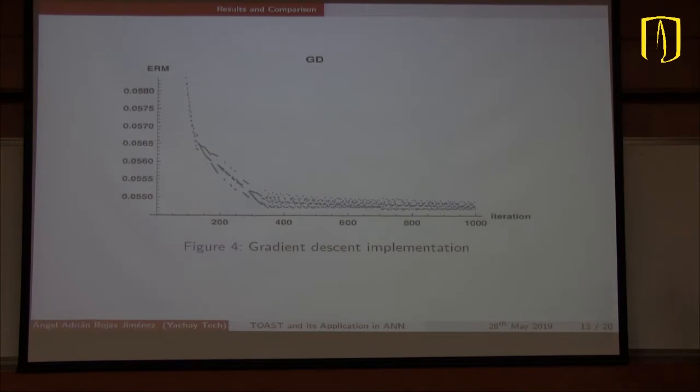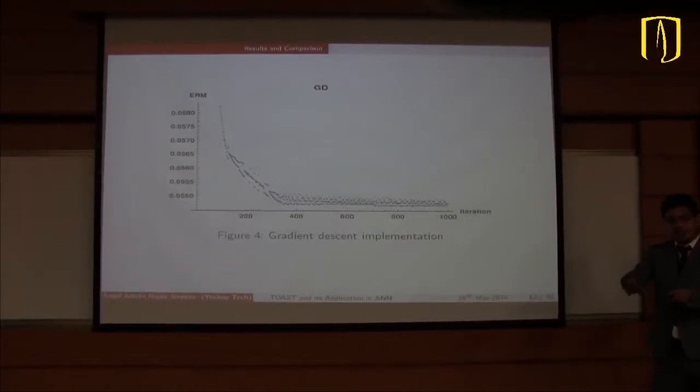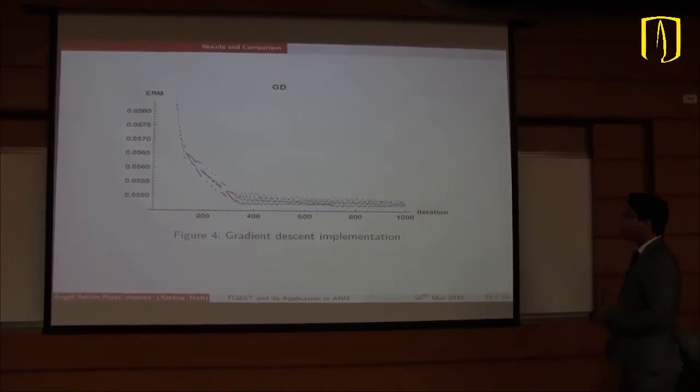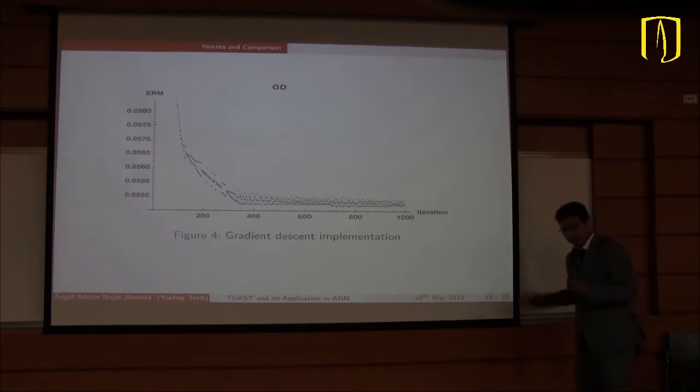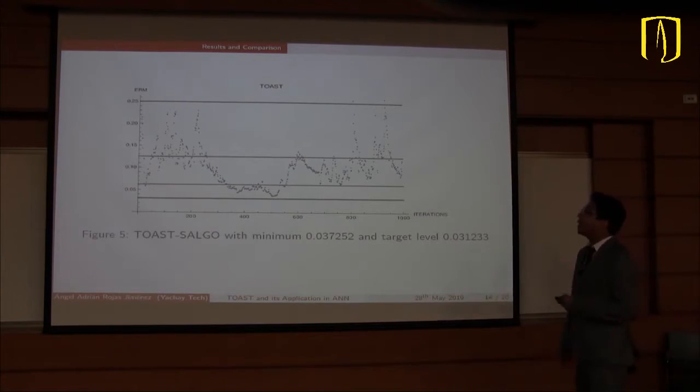Then we present gradient descent. Gradient descent goes lower, but it has the same problem. Sometimes it is called the zigzagging problem, because with these non-smooth functions, when it tries to arrive at the minimum, it starts zigzagging in this valley, which is like a kink. The gradient descent method after 1,000 iterations is at around 0.054.